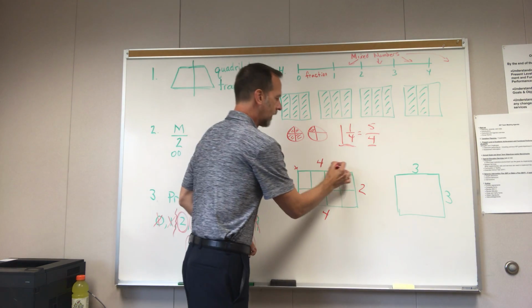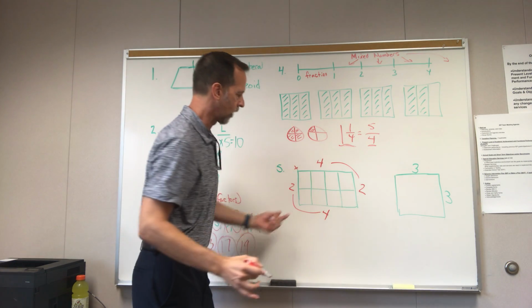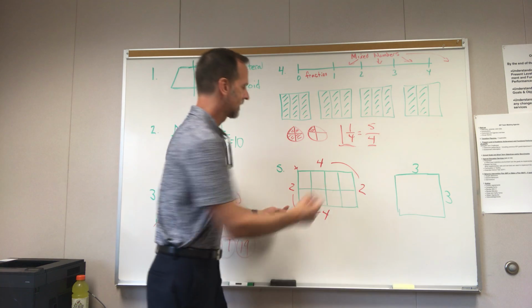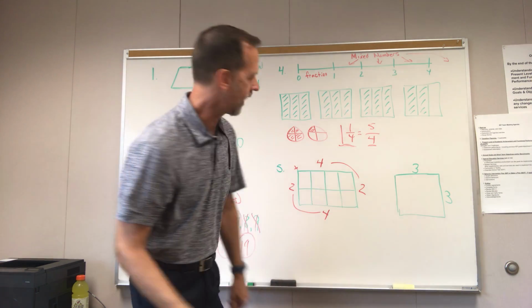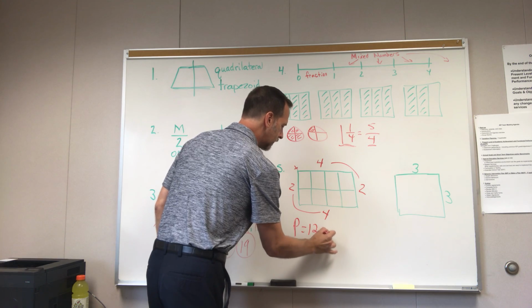Okay? 4 and 2 is 6. Now I know here again I have another 4 and 2, that's another 6. 6 and 6 is 12. Your perimeter was 12 units.